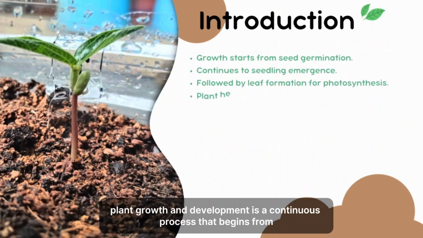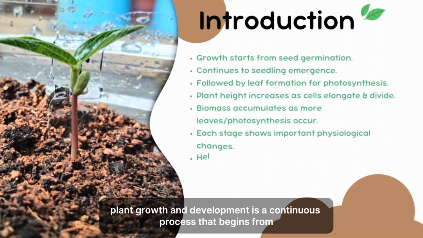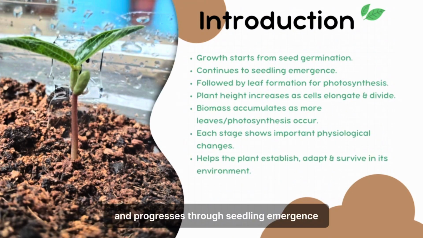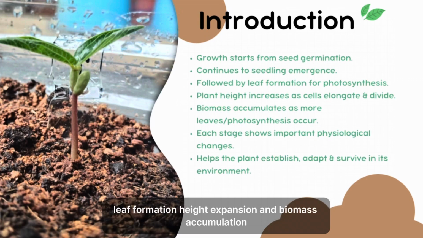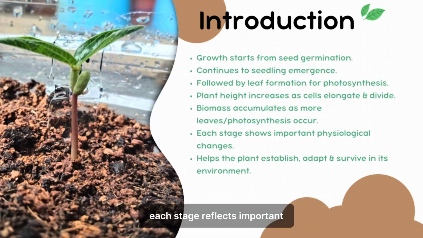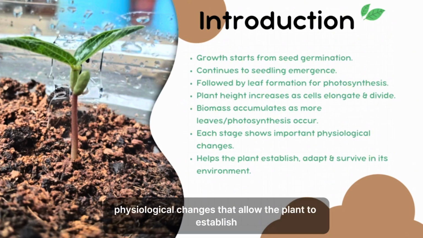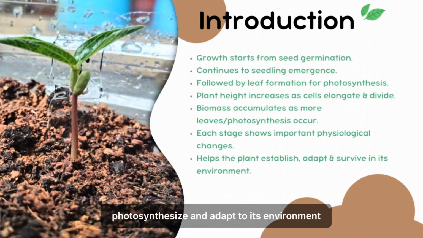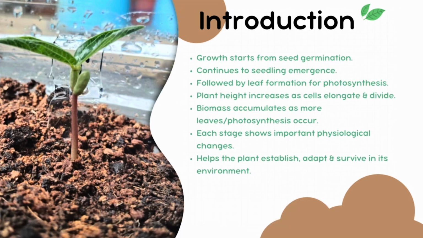Plant growth and development is a continuous process that begins from seed germination and progresses through seedling emergence, leaf formation, height expansion, and biomass accumulation. Each stage reflects important physiological changes that allow the plant to establish, photosynthesize, and adapt to its environment.